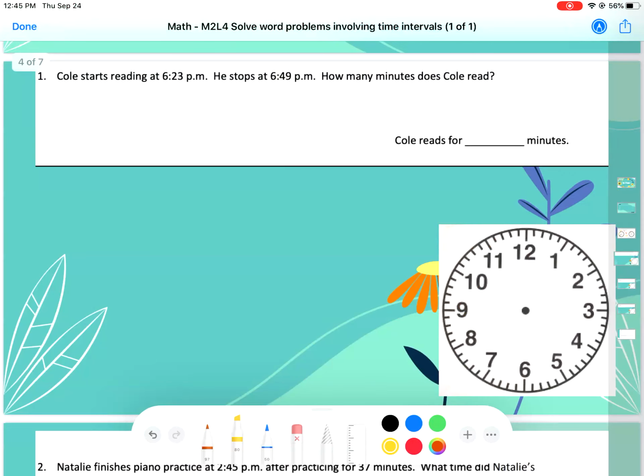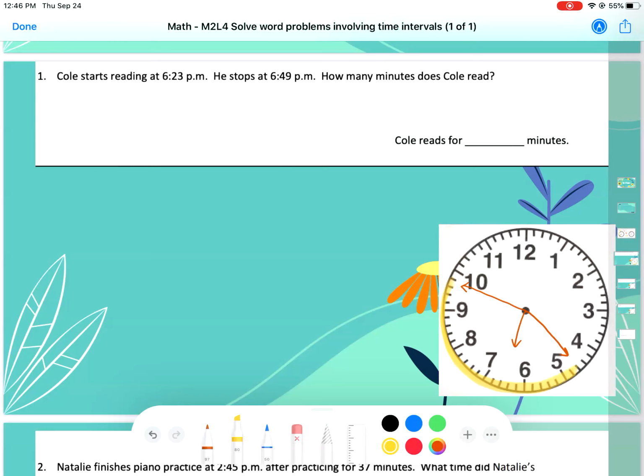Let's move on to the next question. Cole starts reading at 6:23. He stops at 6:49. How many minutes does Cole read? Cole reads for blank minutes. Let's mark his time on my clock first. He started at 6:23, and then he stopped at 6:49. Here is my 49. So this is how long he read his book.